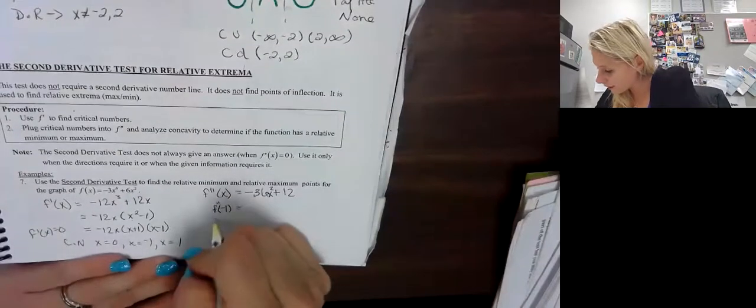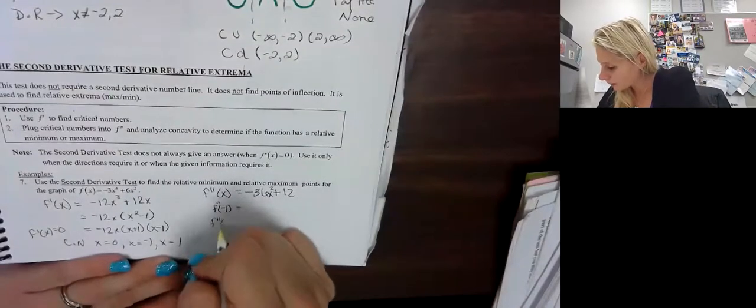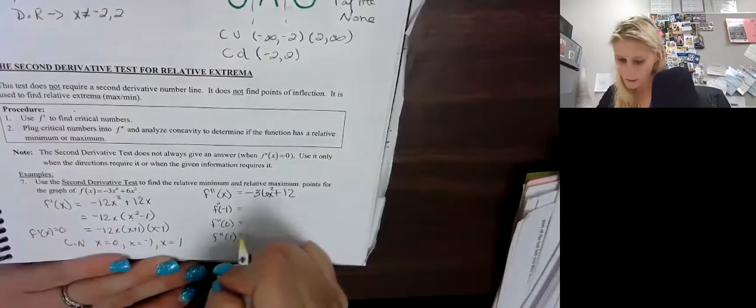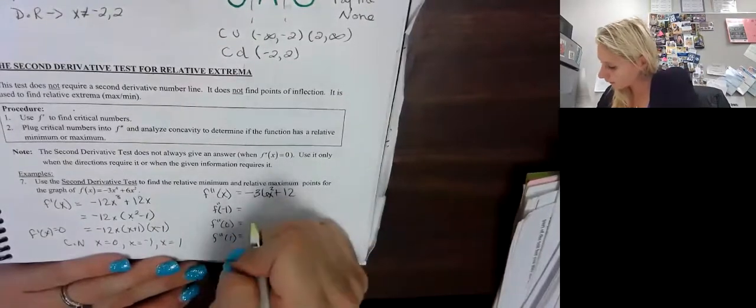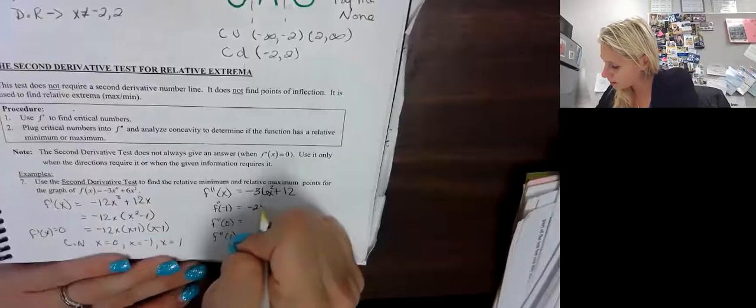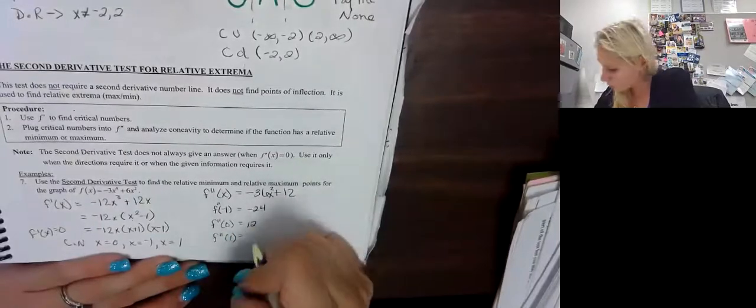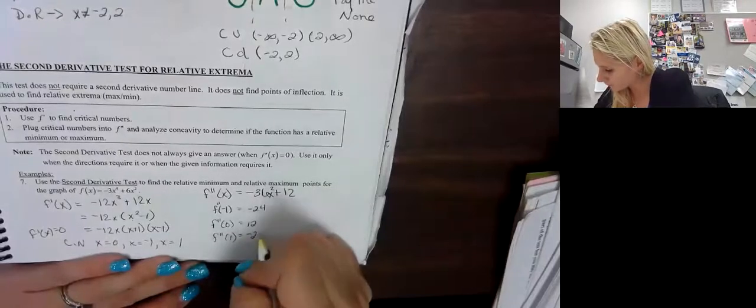We're going to plug in 0. We're going to plug in 1. When we plug in -1, we get -24. When we plug in 0, we get 12. When we plug in 1, we get -24.